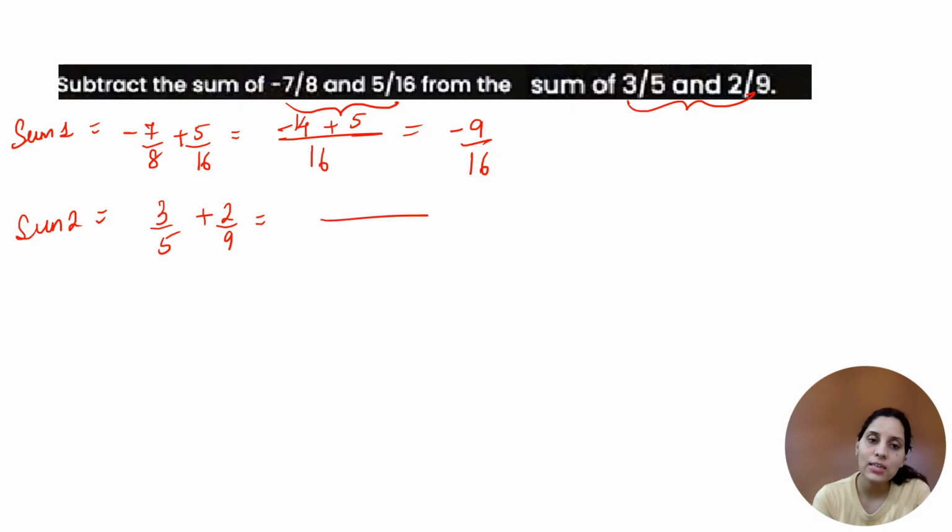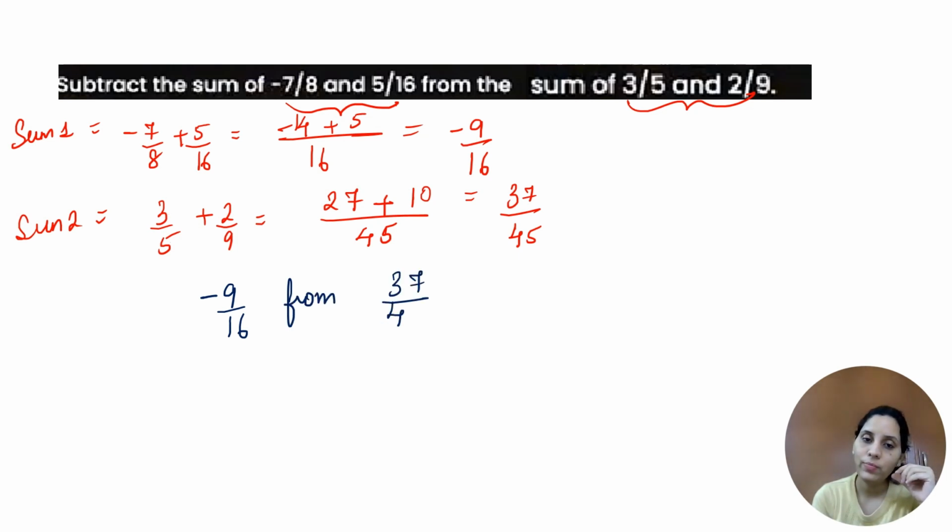What is the LCM? 5 nines 45. So 5 into 9, 9 into 3 is 27, plus 5 into 2 is 10, that is 37 by 45. Now what is the question? Subtract the sum of, so minus 9 by 16 from the sum of this one.